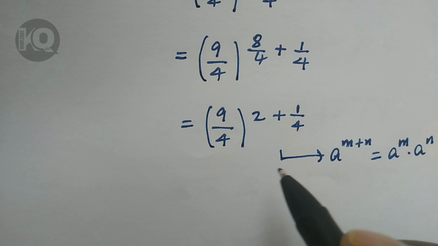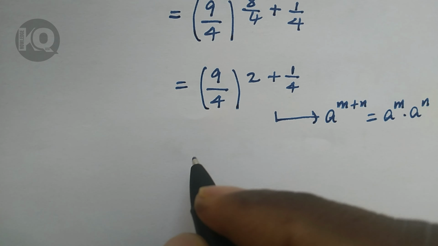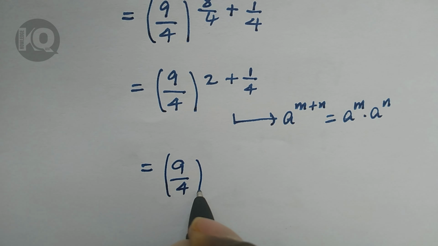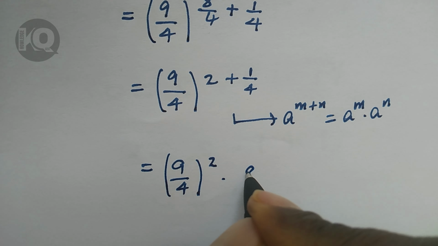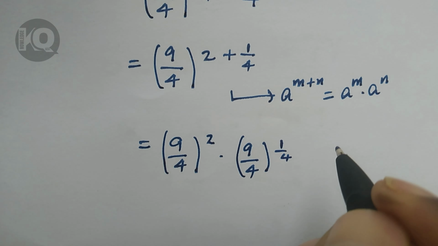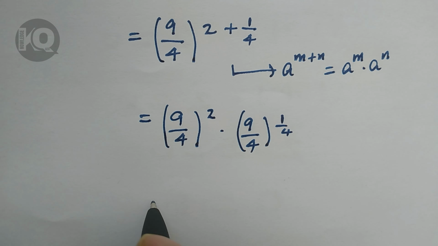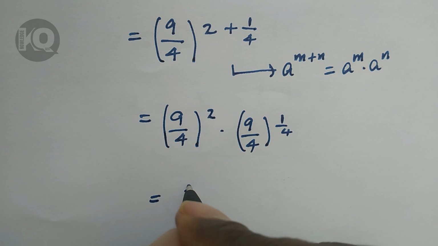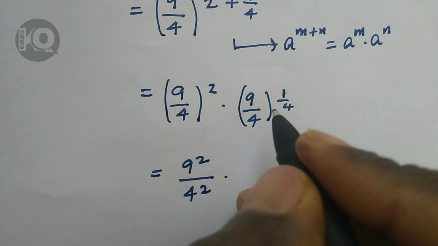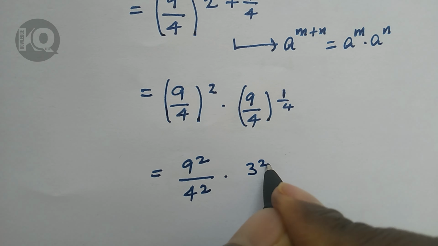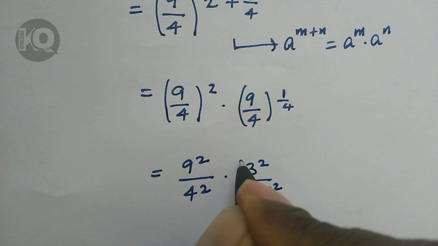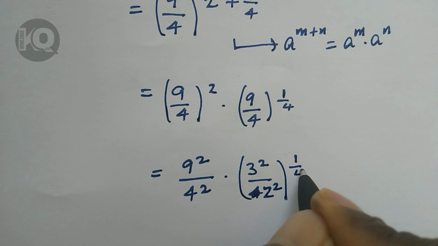So a is 9/4 here. So (9/4) to the power of 2 times (9/4) to the power of 1/4. Now this will be 9 squared divided by 4 squared times this will be (3 squared divided by 2 squared) to the power of 1/4.